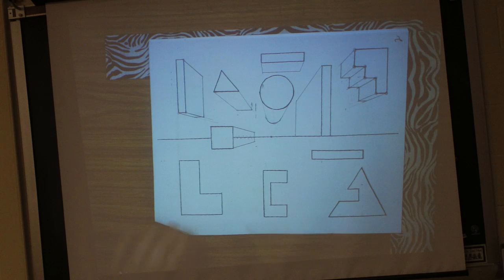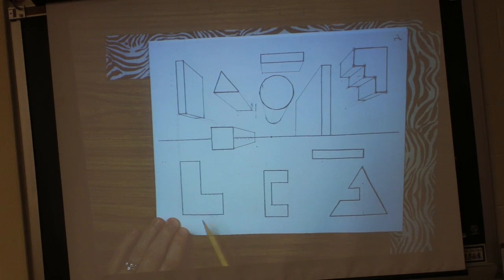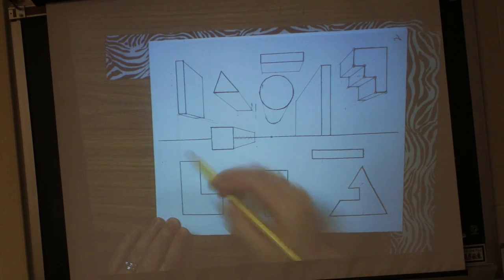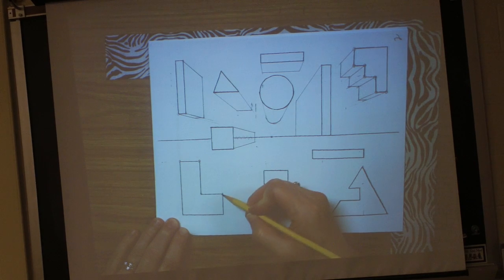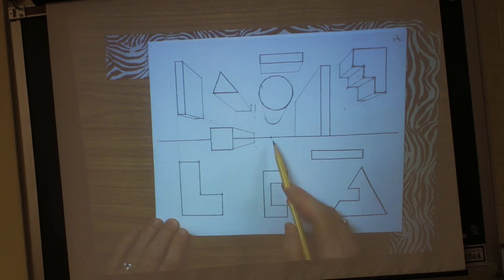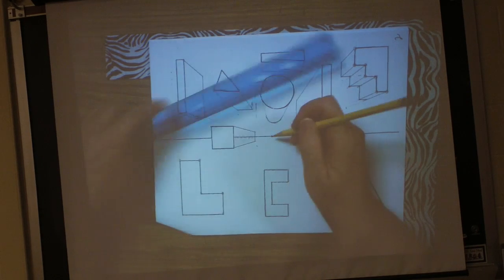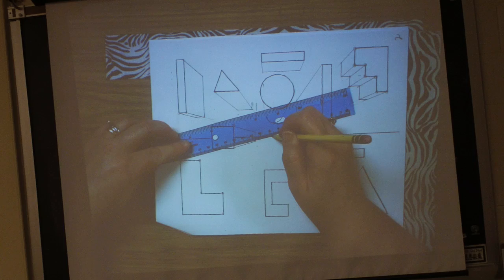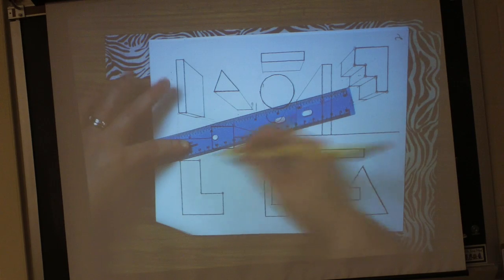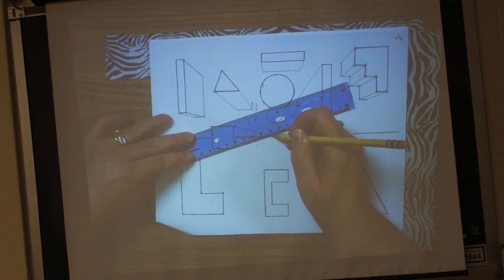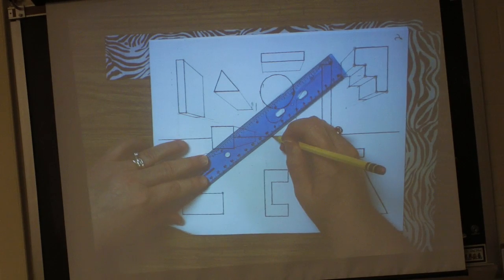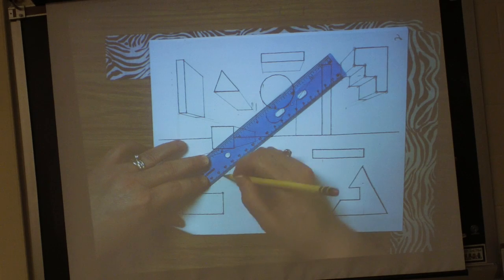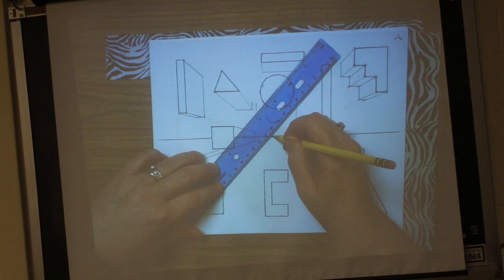Now, let's do this L shape. It looks like a great big block letter L, and it has 1, 2, 3, 4, 5 corners that will go to the point. And so we have to take each corner and line it up to the point. You have to use your vanishing point every single time. That's the whole purpose of this lesson, is to learn how to use that point.